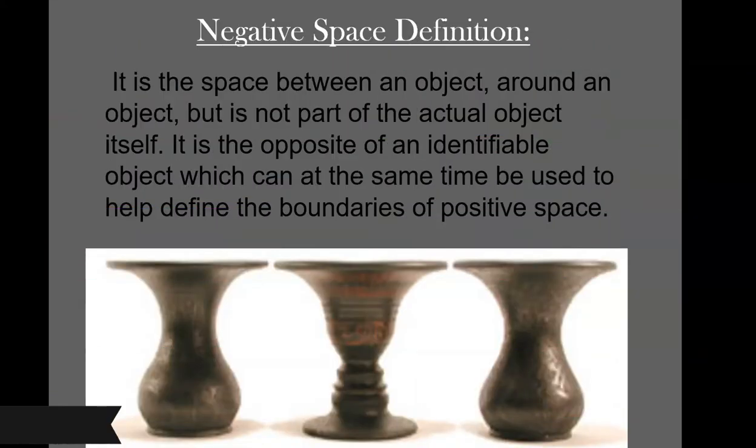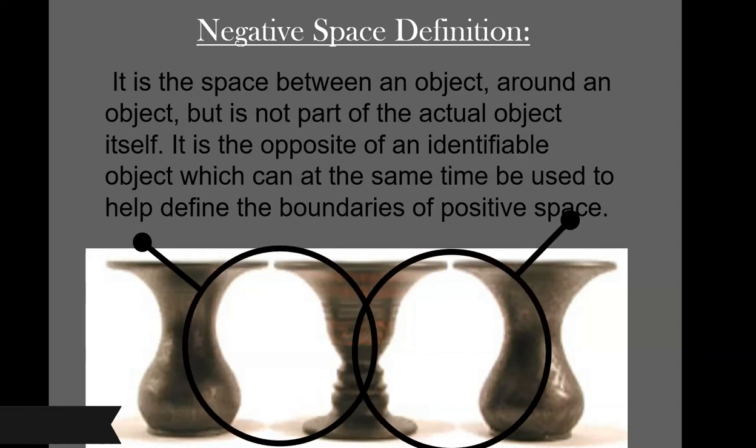Negative space definition. It is the space between an object, around an object, but is not part of the actual object itself. It is the opposite of an identifiable object, which can at the same time be used to help define the boundaries of positive space. Looking at this picture, can you see another image in the negative space?